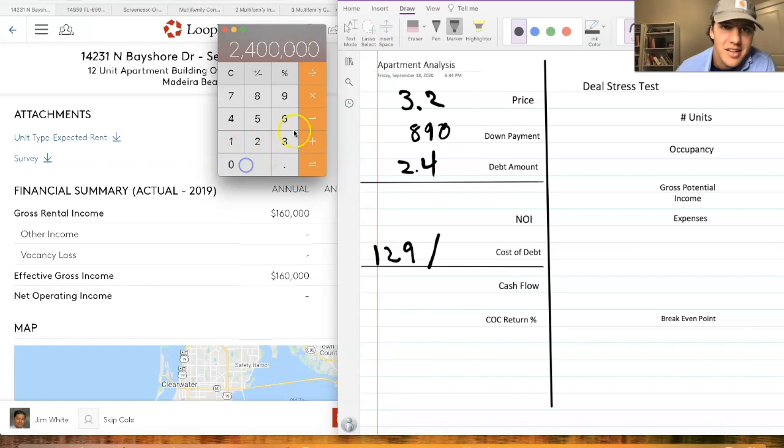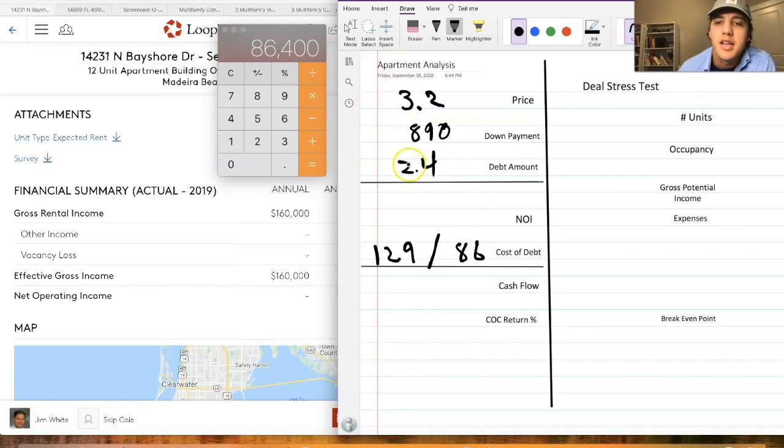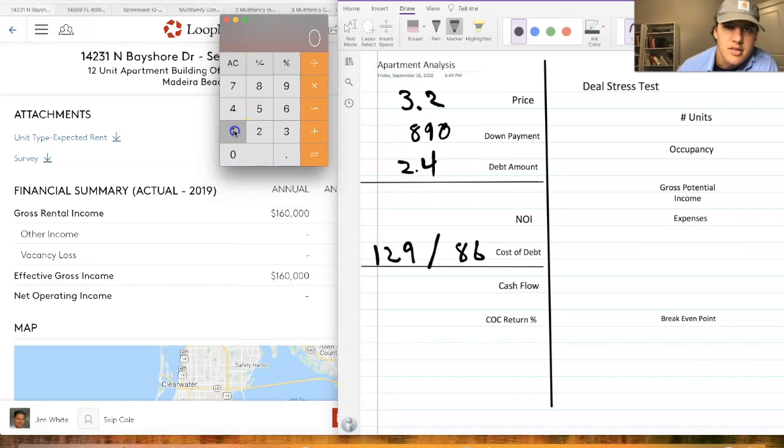2.4 million at 3.5% interest only is 86,000. Now his deal is going to be like 160,000. Point 6. Ooh. Yeah. Okay. So 160,000.